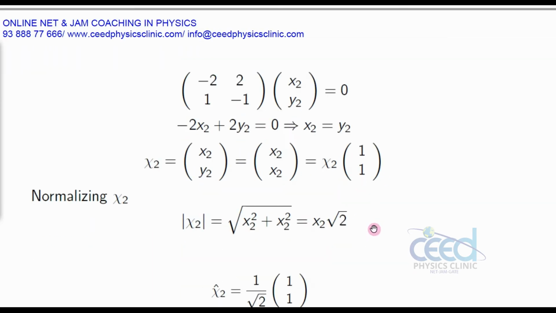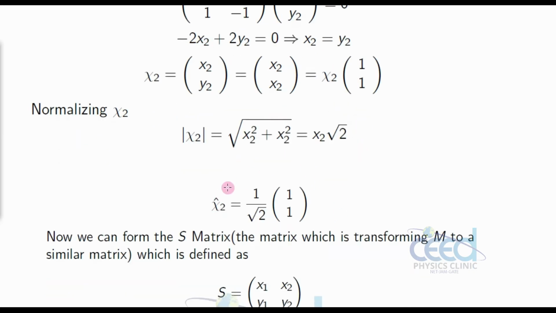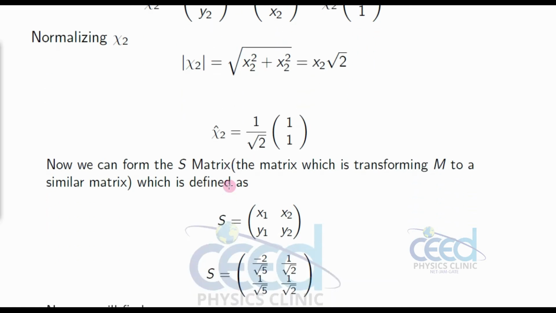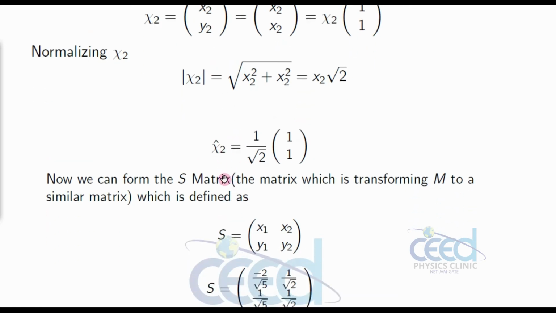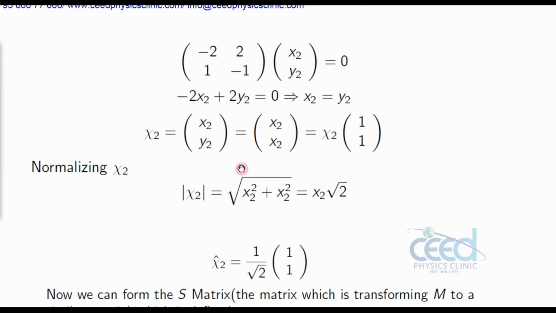Now I can normalize this: the magnitude is the root of x2 square plus x2 square, that is x2 root 2. If I divide the eigenvector by this, the x2 cancels, so we get 1 by root 2 times (1, 1). This is the second eigenvector. Now I am going to define a matrix that is formed by these eigenvectors. What is our x1 vector?